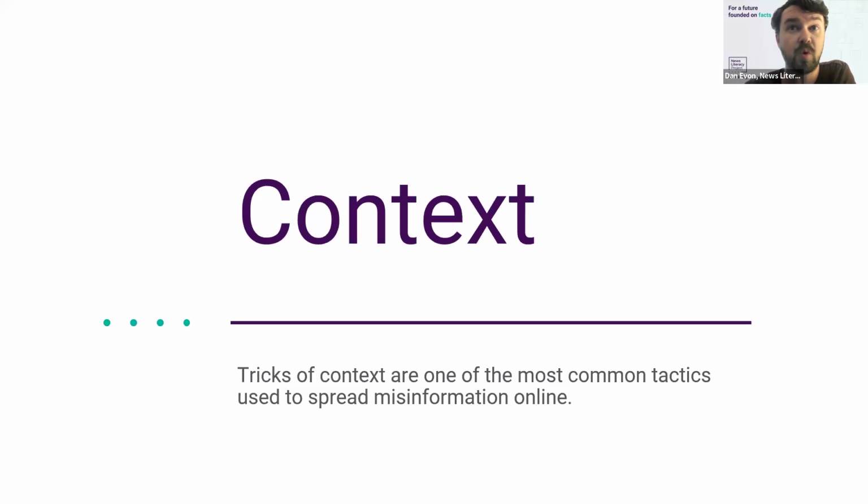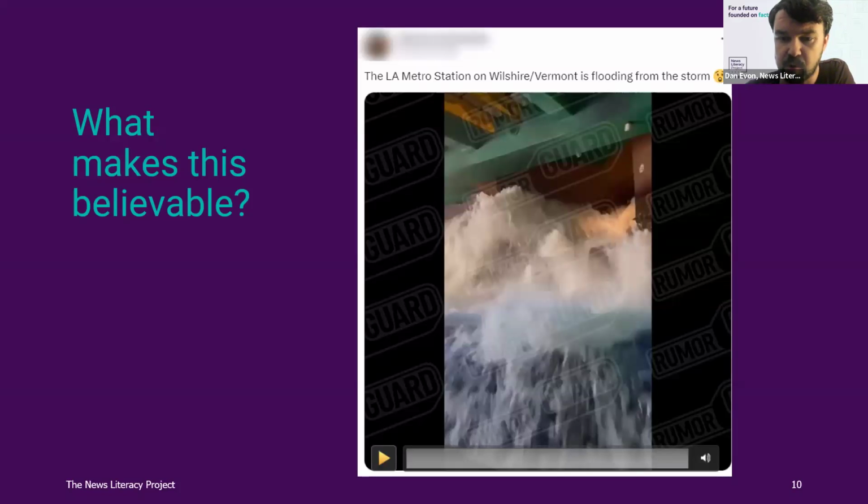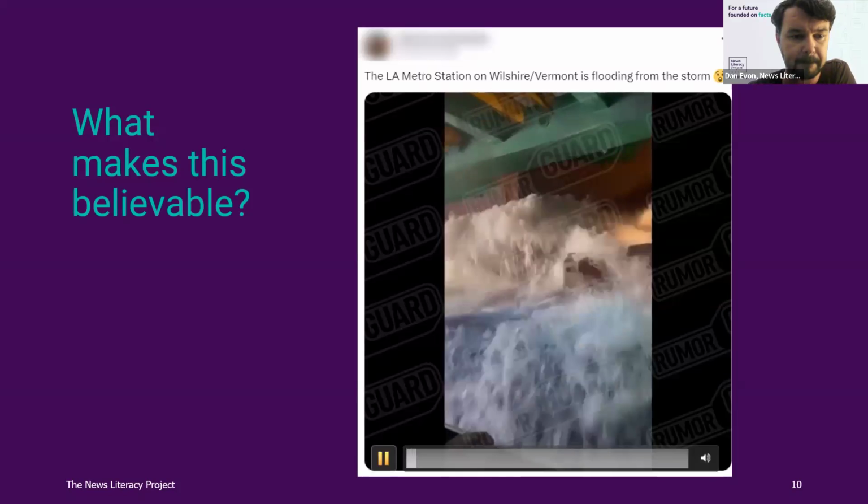Purveyors of misinformation know that we make this trustworthy association, and they exploit it all the time. And that is such a quick and easy form of misinformation to make and to spread, and it's something that you will encounter over and over again. So let's take a look at this post, and let's think for a second about what makes this believable. The caption here is: the LA Metro station on Wilshire, Vermont is flooding from the storm. This post went viral in August 2023, and it was posted during Tropical Storm Hillary. So let's take a look.